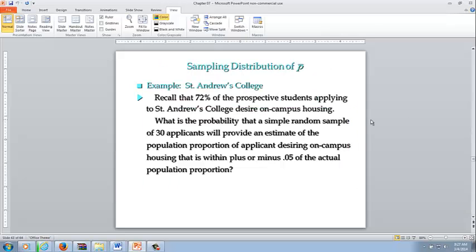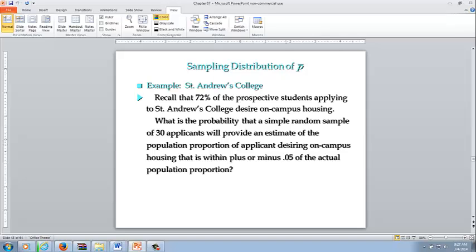Recall this. Remember that 72% of the 900 applicants want to live on campus. Please keep that in mind. That is P. P equals 0.72. We now ask ourselves, if we draw a random sample of 30, what is the probability that the sample proportion will be within plus or minus 0.05 of the actual population proportion? That is, what is the probability that the sample proportion will be 0.67 to 0.77.